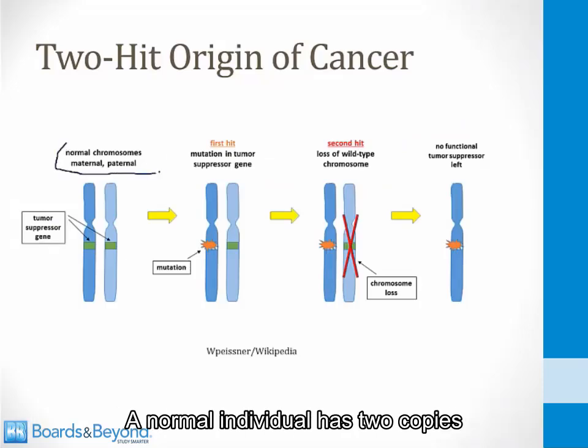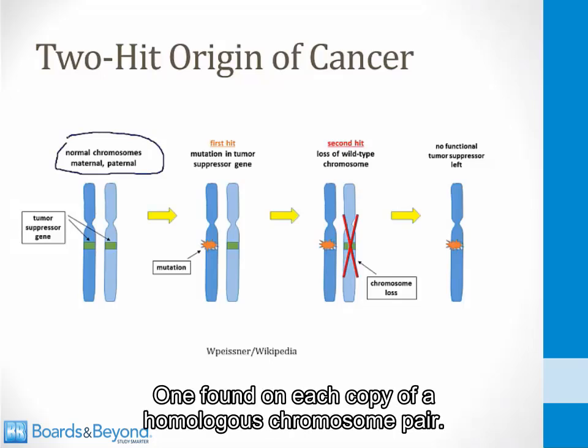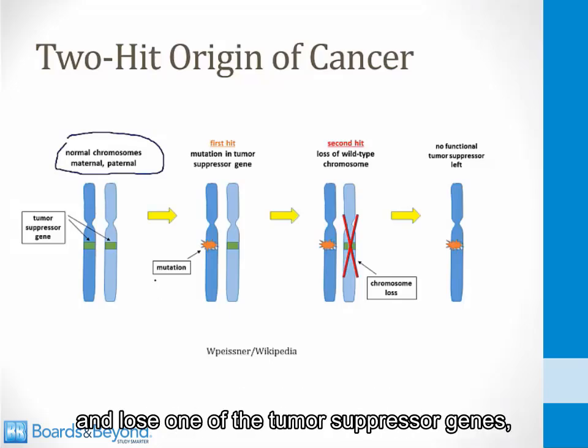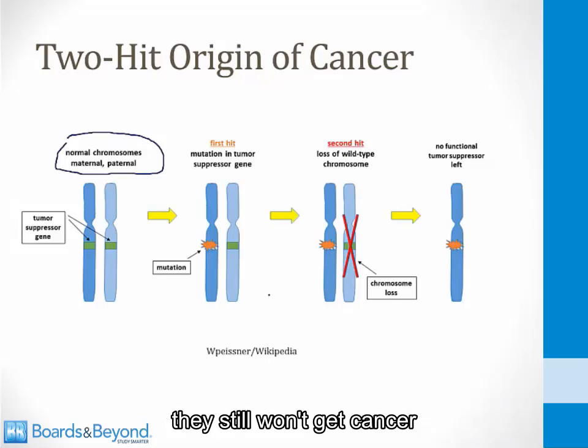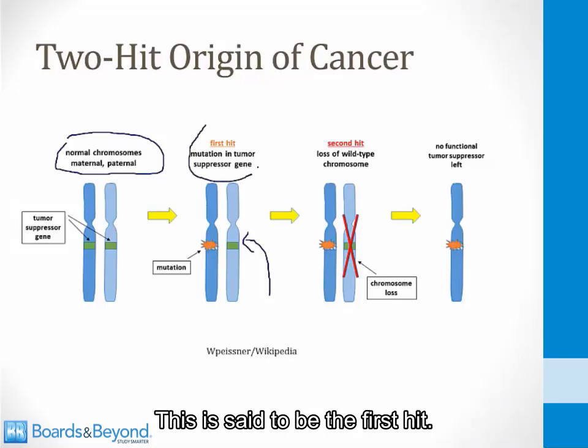A normal individual has two copies of tumor suppressor genes, one found on each copy of a homologous chromosome pair. If they develop a mutation and lose one of the tumor suppressor genes, they still won't get cancer because the other gene will continue to function. This is said to be the first hit.